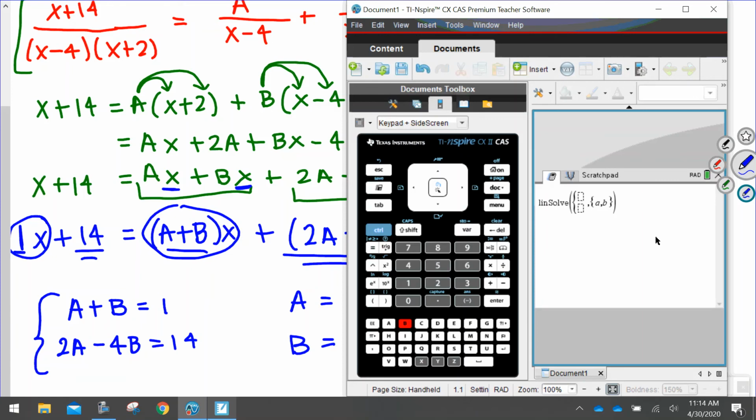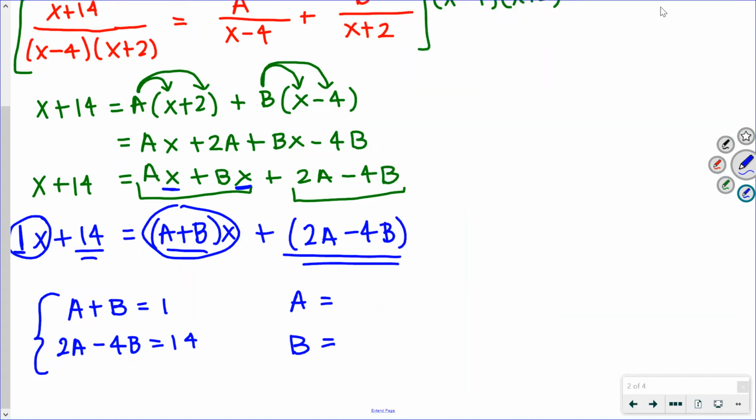So then I write my equations. A plus B equals 1. 2A minus 4B equals 14. And there it is. It tells me A is 3 and B is negative 2.